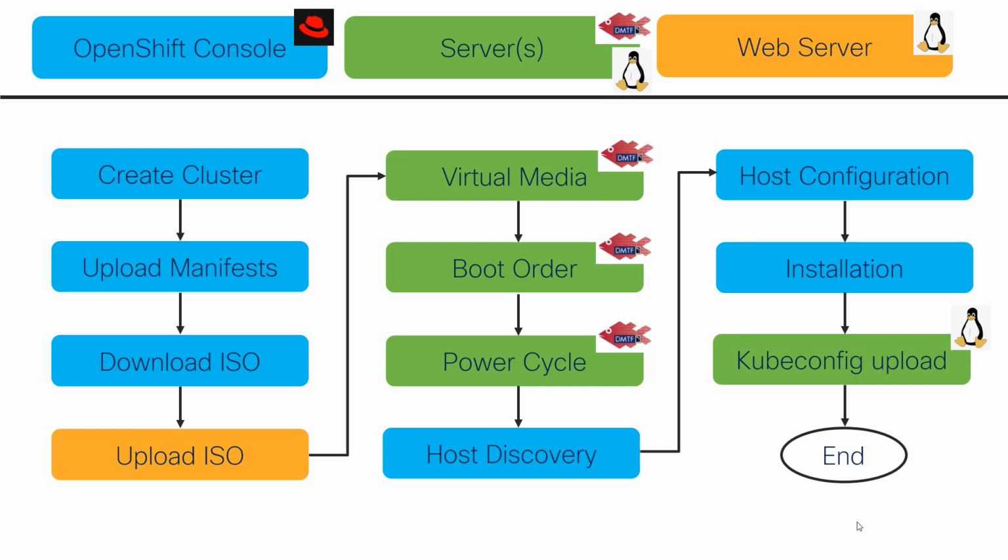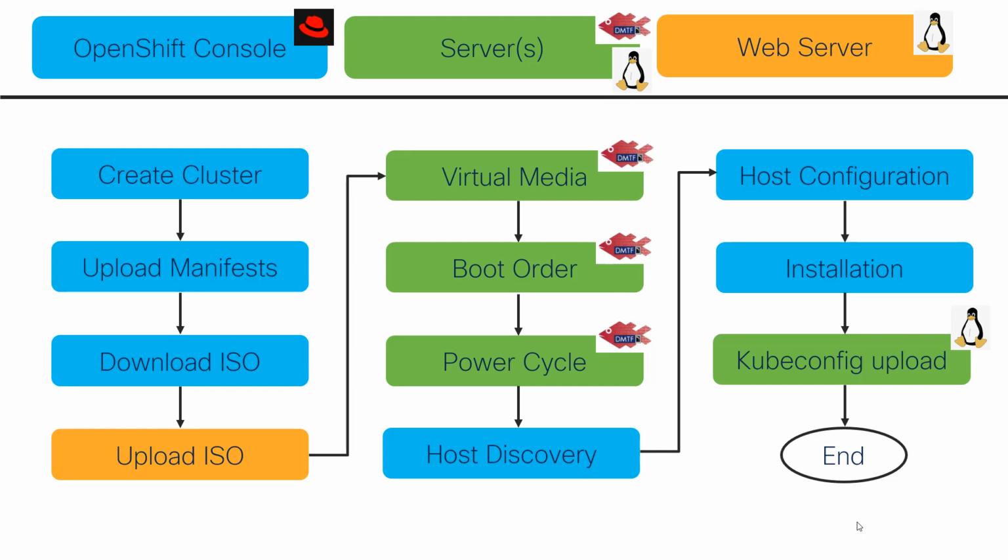Once the servers are rebooted, they should eventually call home to the console SaaS and be discovered by Red Hat assisted installer. Then hosts are configured, meaning the name, NTP settings, as well as cluster role. And then installation is started and should run to completion.